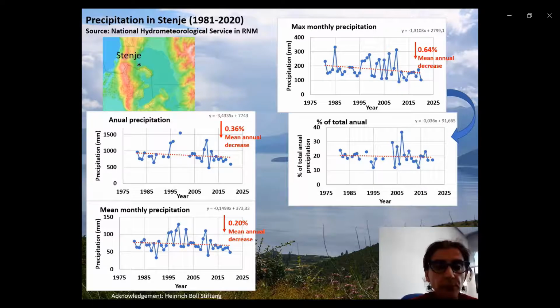So what we saw here was that there's been a decrease in the annual precipitation over the years. Also a decrease in the mean monthly precipitation and in the maximum monthly precipitation. However, for the maximum monthly precipitation versus the total annual precipitation, there haven't been any changes. So it means that the month where it most rains remains the same over the years.